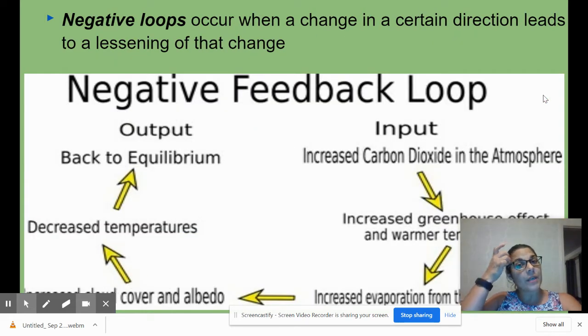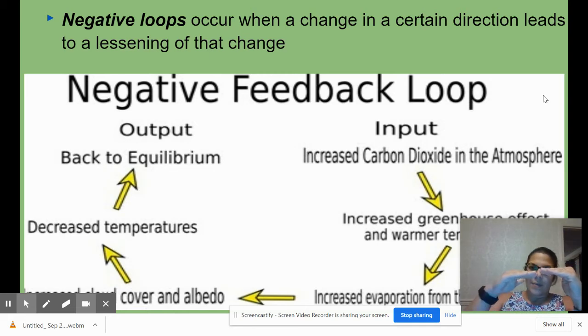Now, a negative loop is a change in a certain direction that leads to a lessening of that change. The big one we use here is your thermostat. Your house is set to, let's say, 70 degrees. What happens is your temperature rises, let's say with air conditioning, it gets warmer in there and it kicks on and brings that temperature back down. Once it gets past this point, it turns off. But naturally, the temperature is going to go up when it's hot out and it reaches this point, it clicks on and it goes back down. So it's going in the positive direction, then in the negative, and then in the positive. Something turns it off and shoves it the other way.